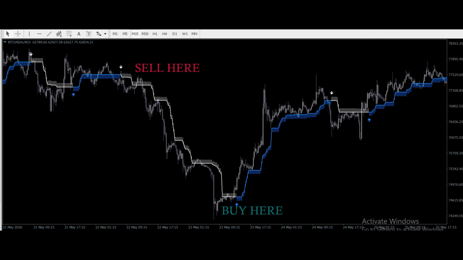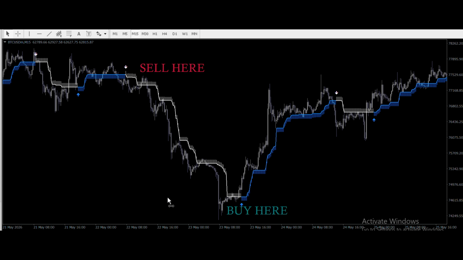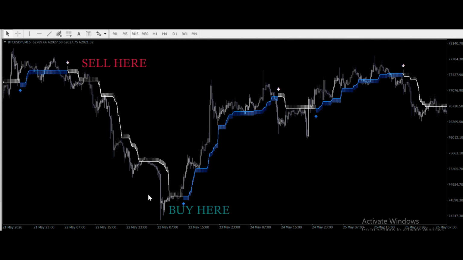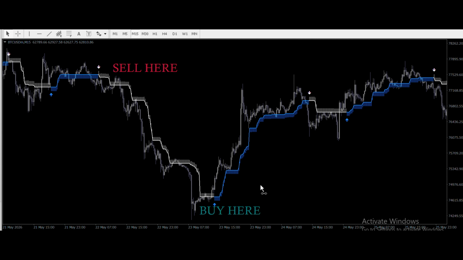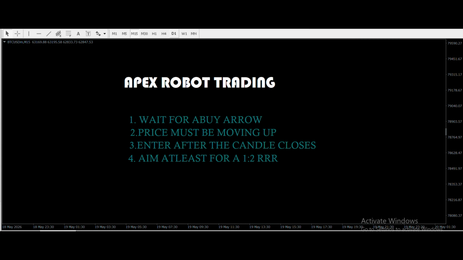Now let's look at how the signals work. The indicator is very simple. When a buy arrow appears, it suggests that buyers may be taking control of the market. When a sell arrow appears, it suggests that sellers may be taking control. However, one important thing to remember is that no indicator is 100% accurate. That's why we don't blindly take every signal. Instead, we use a few simple rules to increase our chances of success. So here is how we trade with this indicator.